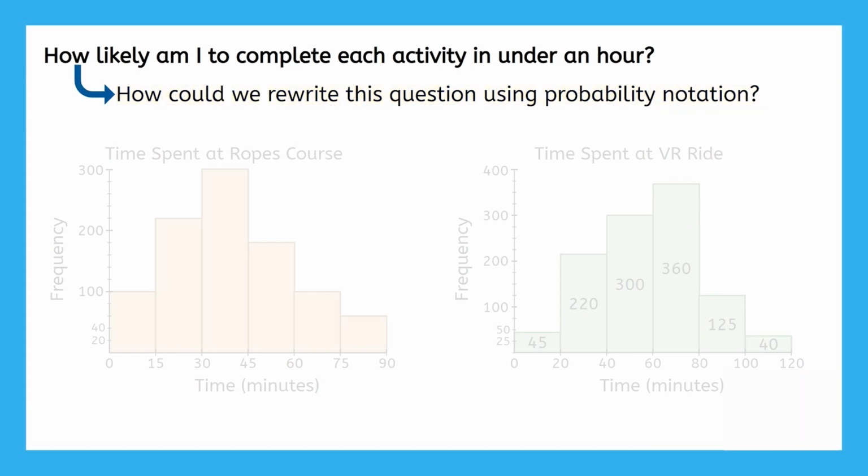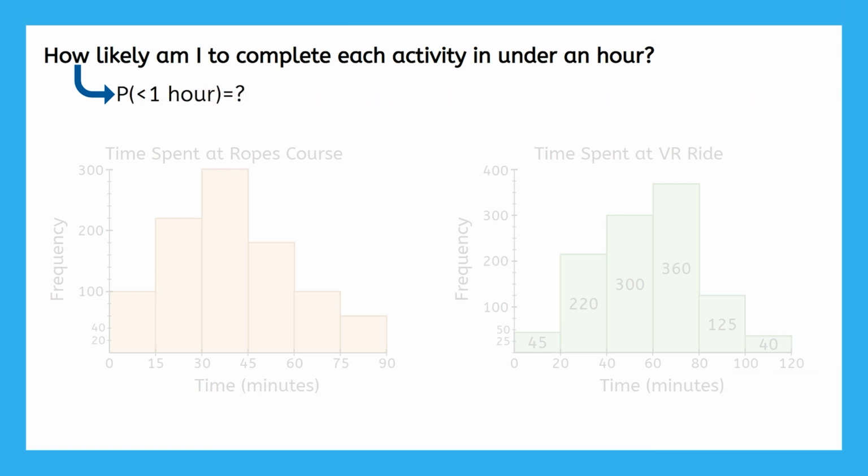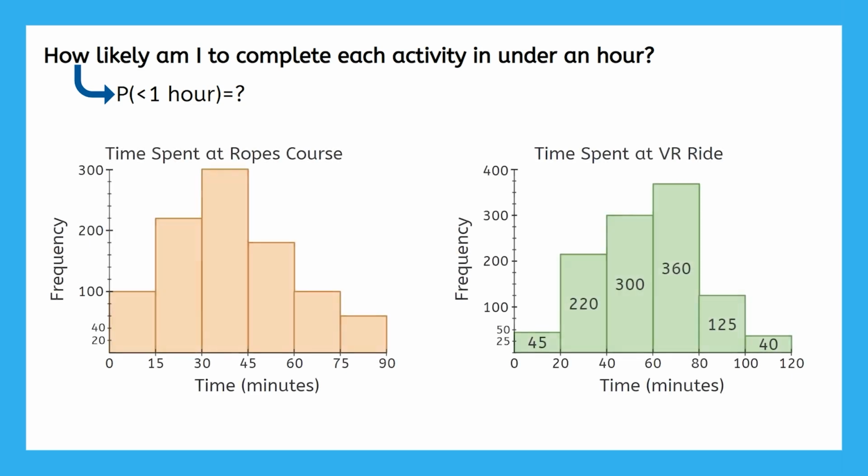We're looking for the probability of completing these in less than an hour, or P of less than 1 hour. Although, since our histograms are measuring time in minutes, it'd be better to write this as P of less than 60 minutes. If I could find this probability for each activity, that would help me to see which one I'm more likely to finish in time for the talent show. Let's look at the ropes course first.